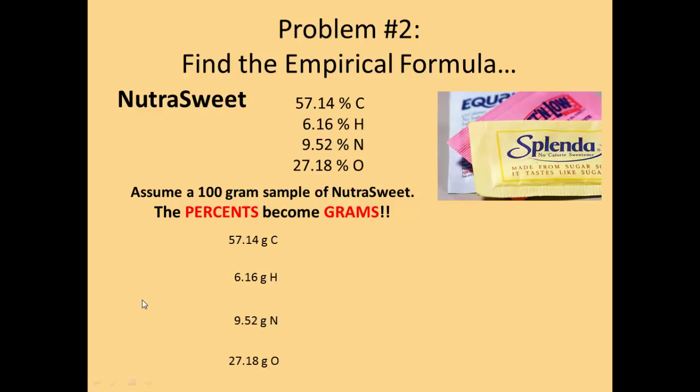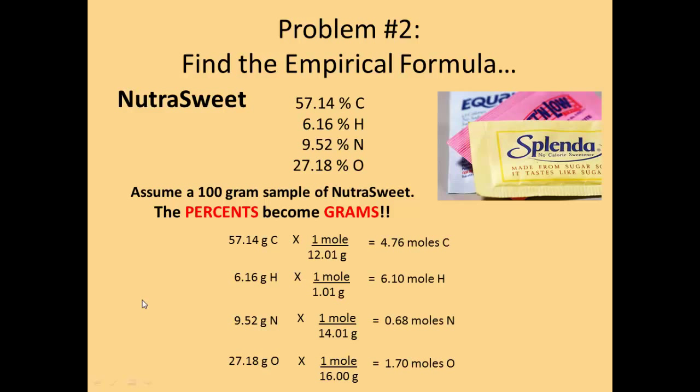You know what to do next. We're going to take those grams, and since we can't compare grams, we have to turn them into moles. Let's find some molar masses and calculate how many moles we have of each element. For carbon, the molar mass is 12.01 grams per mole. For hydrogen, 1.01 grams per mole. Nitrogen, 14.01, and oxygen, 16.00. When we calculate, we can see the moles of each element that we have.